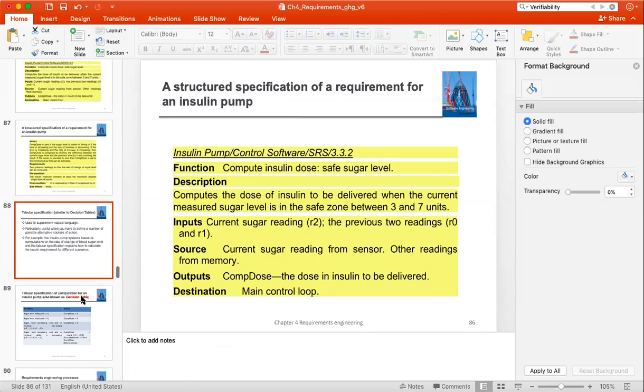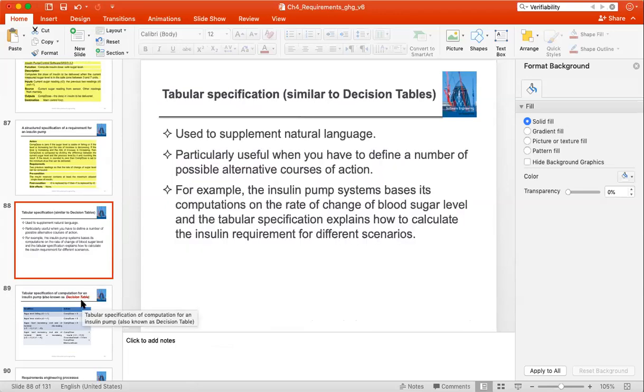Also, we can describe requirements using something called decision tables, or using a tabular representation, which is used to supplement natural language. I have to point out here, you should not exclusively rely on natural language to specify your requirements. Yeah? It's not a very good idea. Why do you think that is the case?